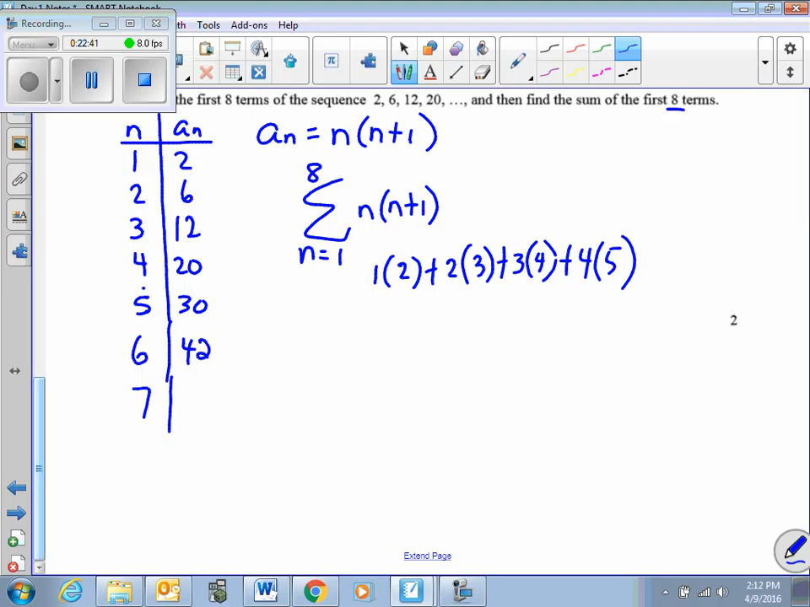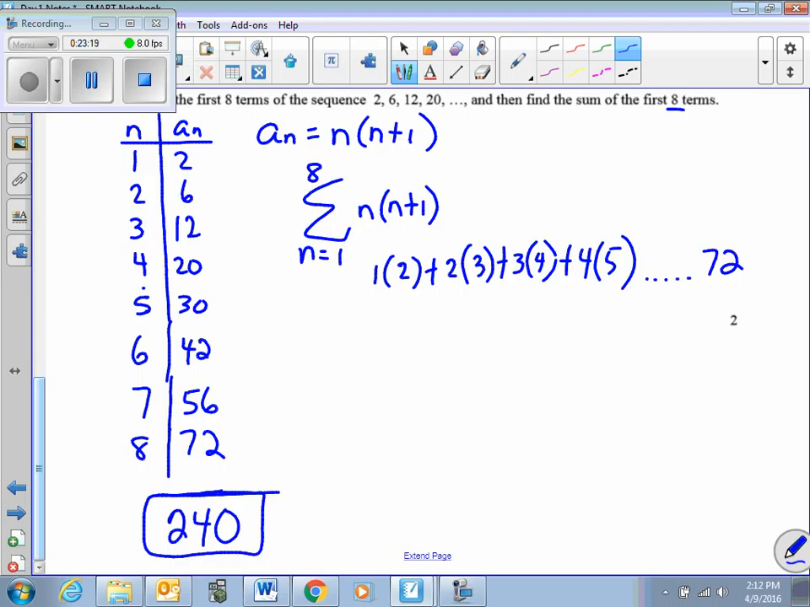That's going to go up by 14, so that'll be 56. And the 8th term is going to go up by 16, so that'll be 72. So if I keep going all the way out here, I'll end up with 72. And finally, if I add all these together, I'm going to end up with 240. So there is the sum of the first 8 terms.